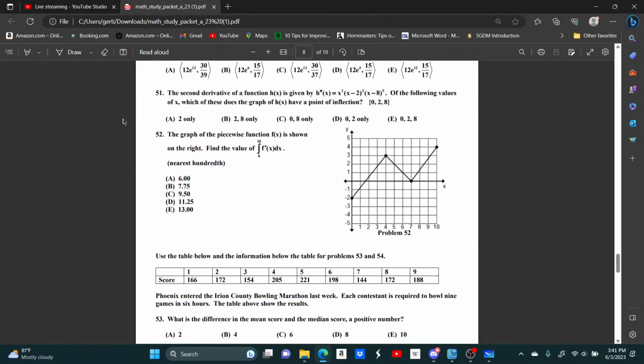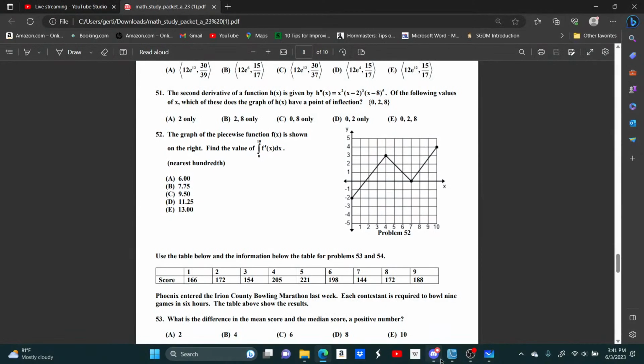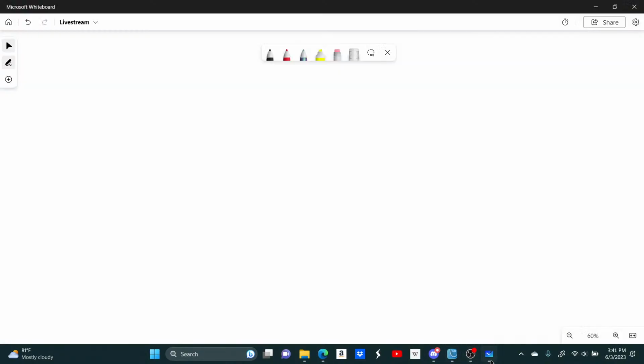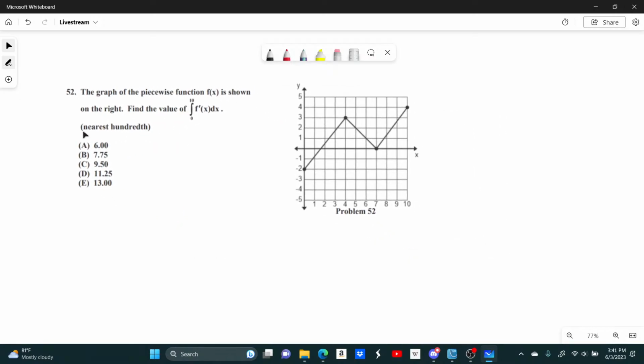And last calculus one. Hopefully you guys are sticking around. I saw we had 4 at a time at one point.